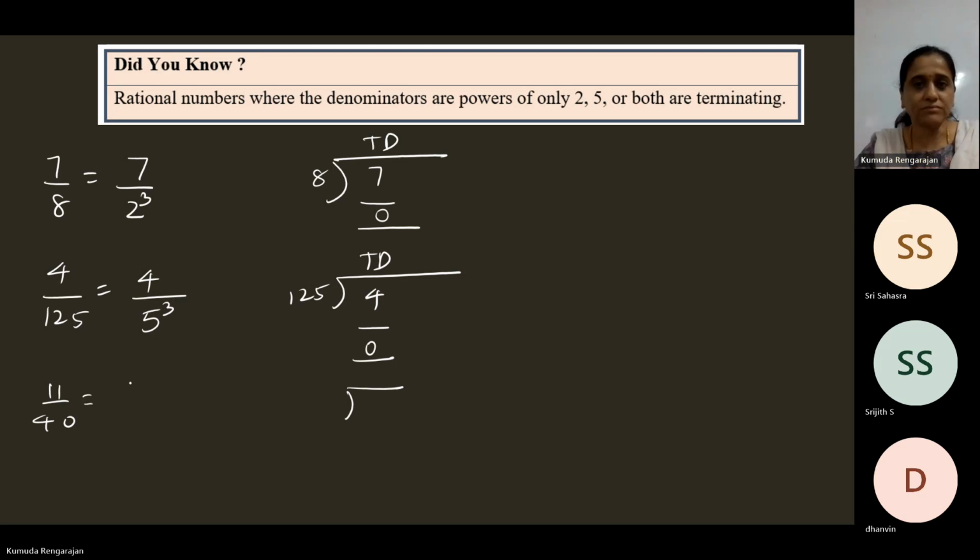Similarly, 11 by 40, in simplest form. Prime factorization of the denominator: 2 cubed into 5. So the prime factors of the denominator are 2 and 5, nothing other than 2 and 5. So when you divide 11 by 40, the quotient will be a terminating decimal and the remainder will be 0.